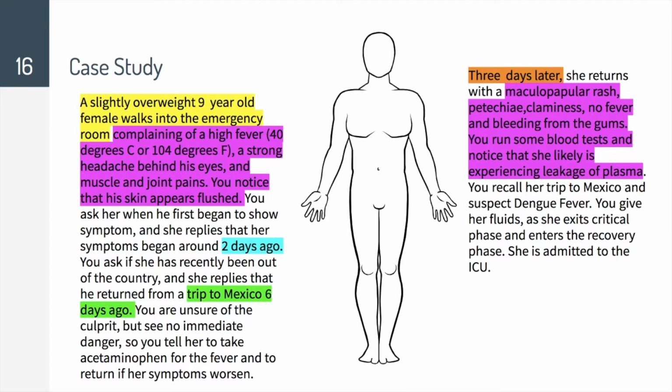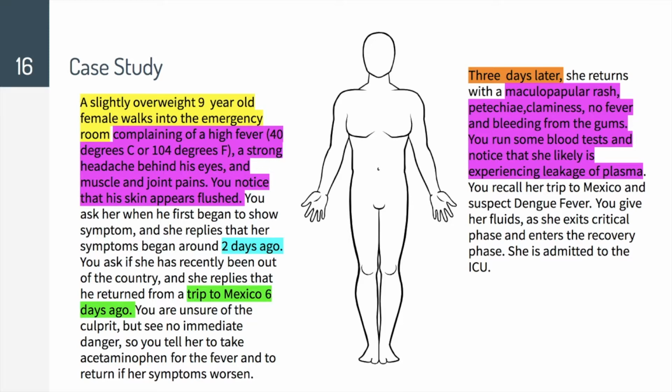So 3 days later, she returns with a maculopapular rash, petechiae, clamminess, no fever, and bleeding from the gums. So you get a little concerned and you run some blood tests, and you notice that she's experiencing leakage of plasma. So all of a sudden you recall her trip to Mexico and you suspect dengue fever. So you give her some fluids and she exits the critical phase and enters the recovery phase of this disease, which we'll talk about in the next few slides. So ultimately she's admitted to the ICU to recover.